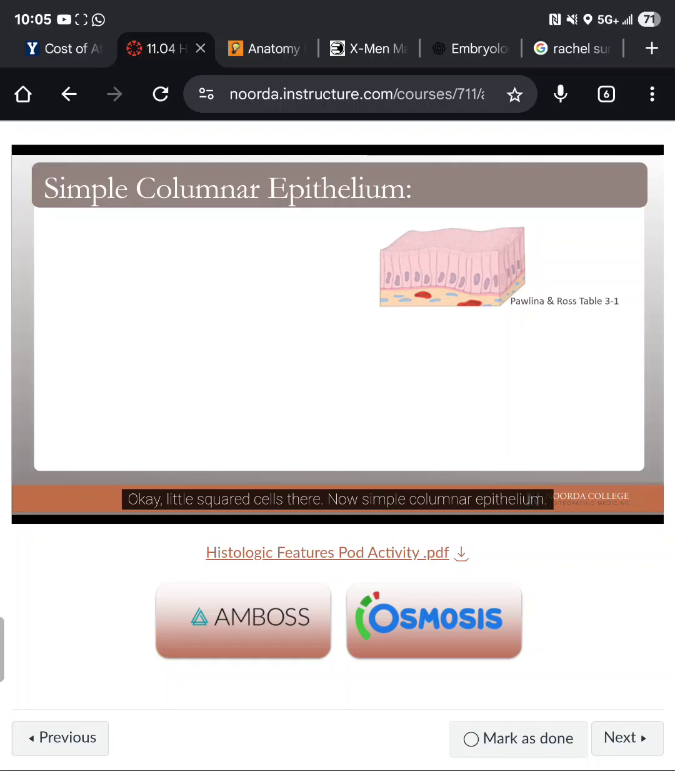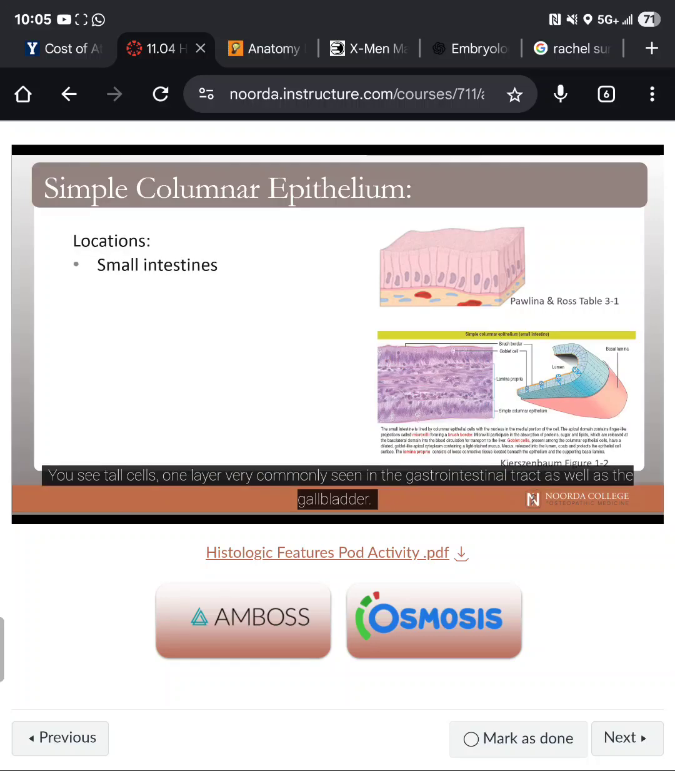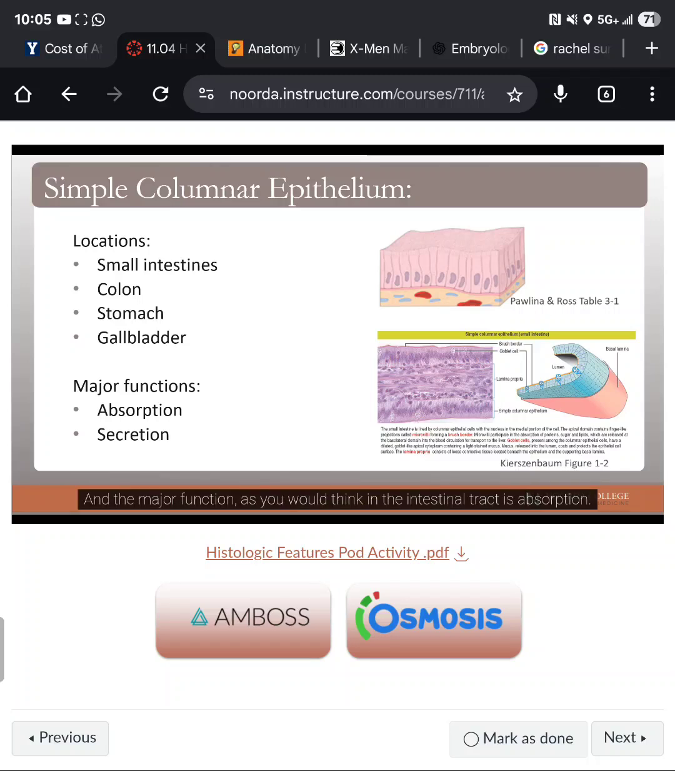Now, simple columnar epithelium: you see tall cells, one layer, very commonly seen in the gastrointestinal tract as well as the gallbladder. A major function, as you would think in the intestinal tract, is absorption. They also secrete, like mucus. In the gallbladder, they can secrete fluids to mix with the bile acids.